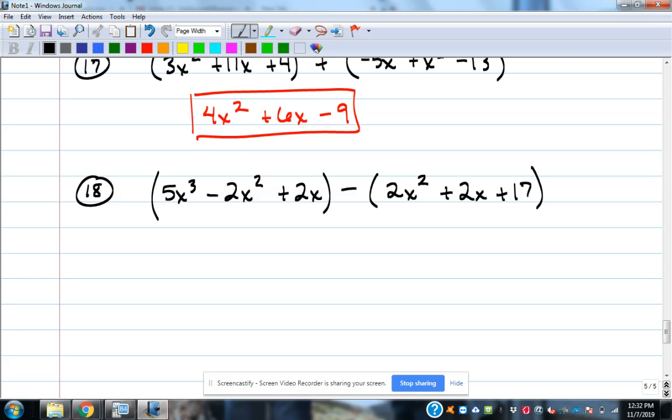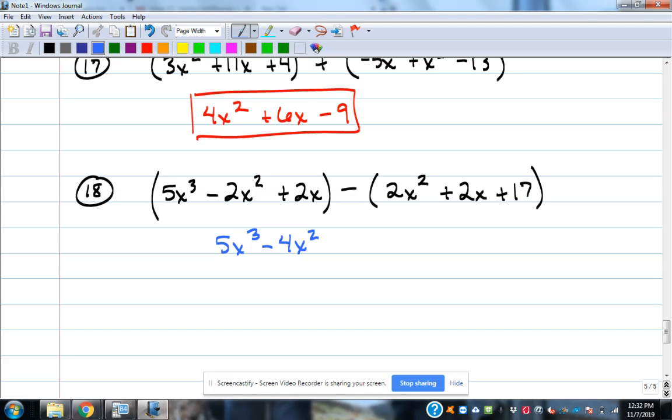Is there a like term that goes with it? 5x cubed doesn't have anybody else that's got an x cubed on it, does it? So to be a like term, you've got to have an x cubed. So 5x cubed is the first term. And now what? The negative 2x squared minus 2x squared is negative 4x squared. And then we've got plain x's, 2x minus 2x. What happens to that? They cancel out. They go away. The 0x, you cancel it out.